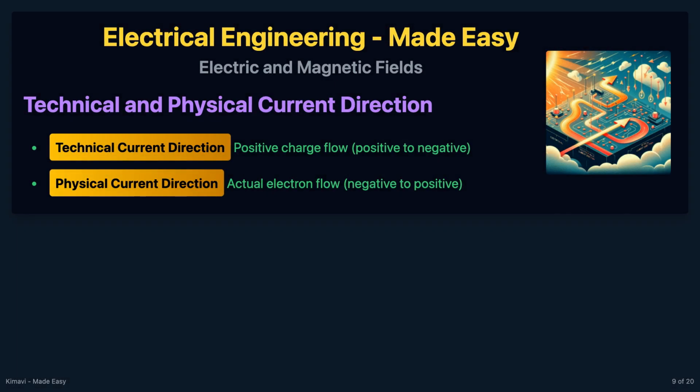There are two ways to describe the direction of current. Technical current direction refers to the flow of positive charge from positive to negative. Physical current direction refers to the actual flow of electrons, which is from negative to positive.